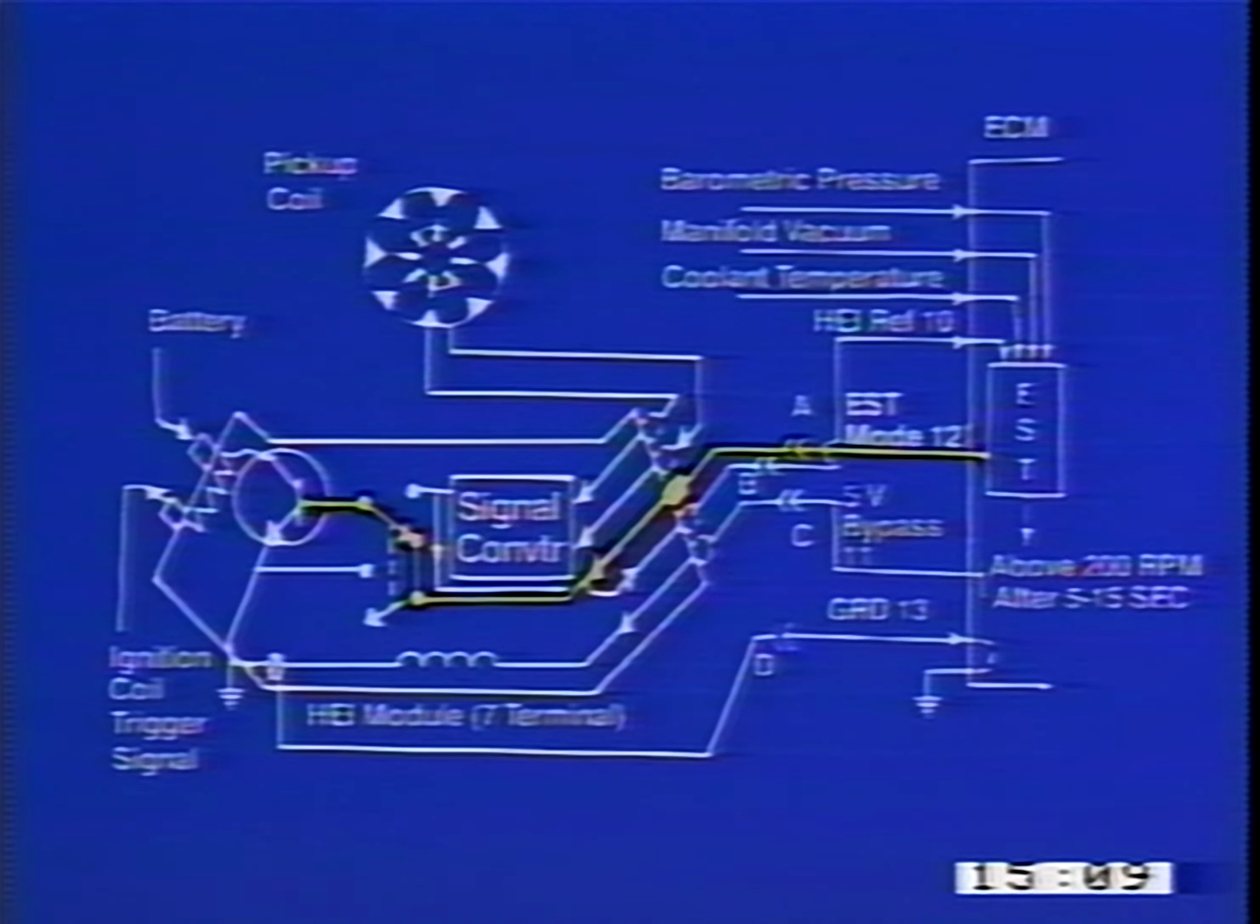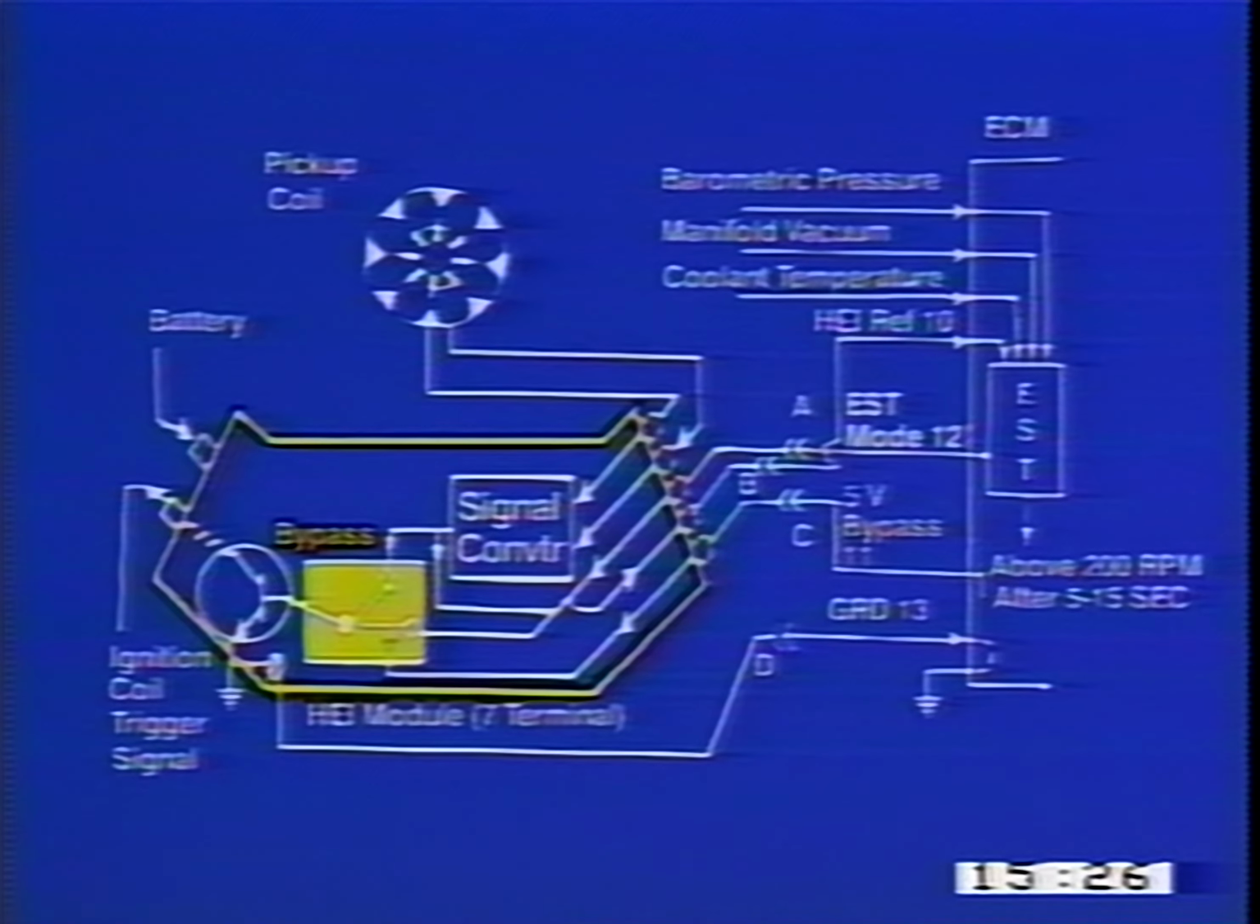The EST signal returns to the module, passing through the same 4-pin connector, and continues on to the other side of the module's electronic relay. The trigger signal leaves the module on the HEI reference lead and returns to the module on the EST lead. The engine needs one more important signal to function properly.